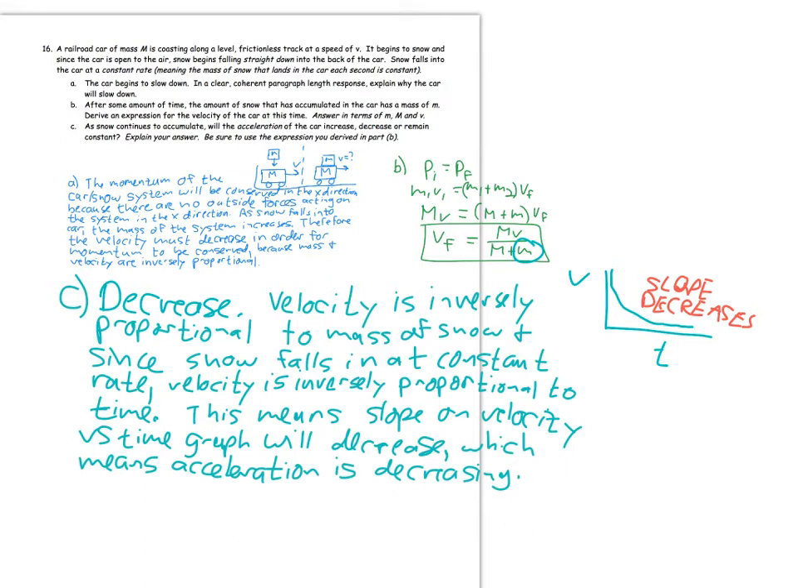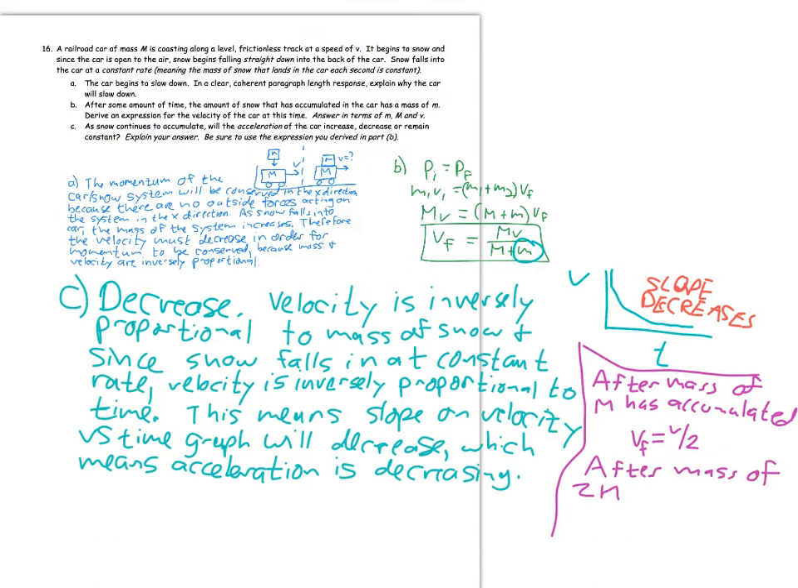Another way of looking at this is thinking about this proportionally. So after a mass of m, let's say that we have a mass of snow equal to the mass of the cart has fallen in, okay, our velocity is going to be v over 2. After a mass of 2m, so that would be twice as long, our velocity is going to be v over 3. And both of those are just coming from our equation that we have up here.